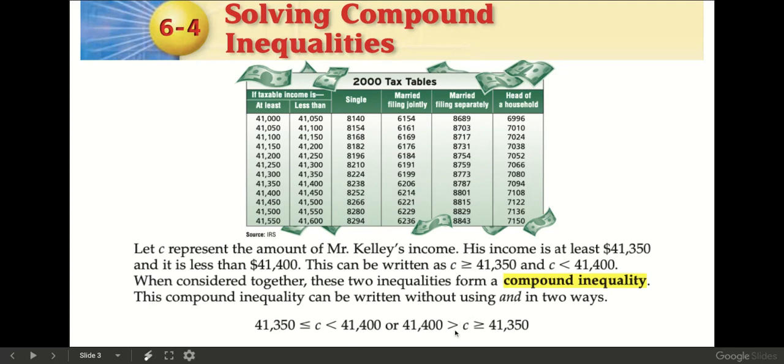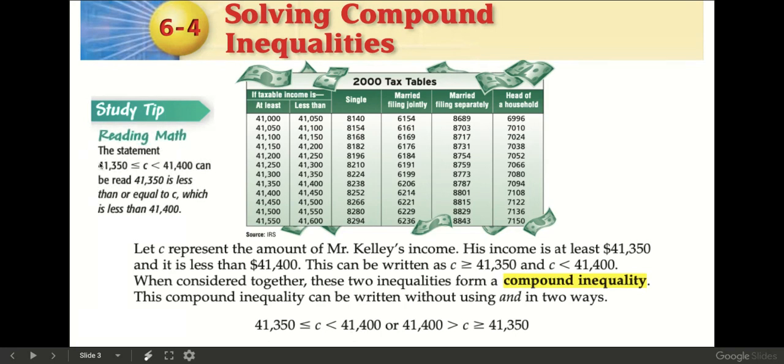Same thing, we could flip it the other direction. We could say that 41,400 is greater than C, and C is greater than or equal to 41,350. If you notice, these two say the same thing. Typically, you will see it written the first way, though. As a study tip, when you are reading math, the statement 41,350 less than or equal to C less than 41,400 can be read as 41,350 is less than or equal to C, which is less than 41,400. So that's a little bit of how to read this.